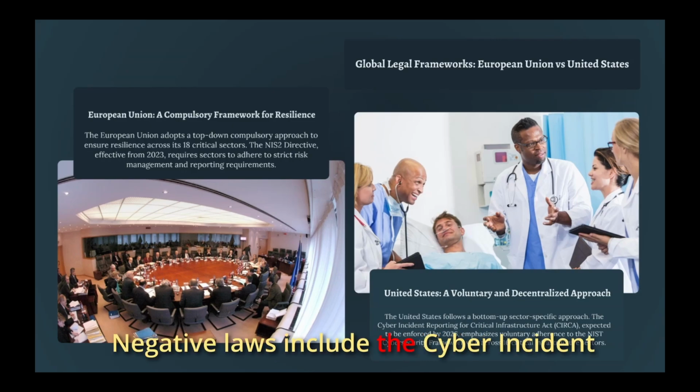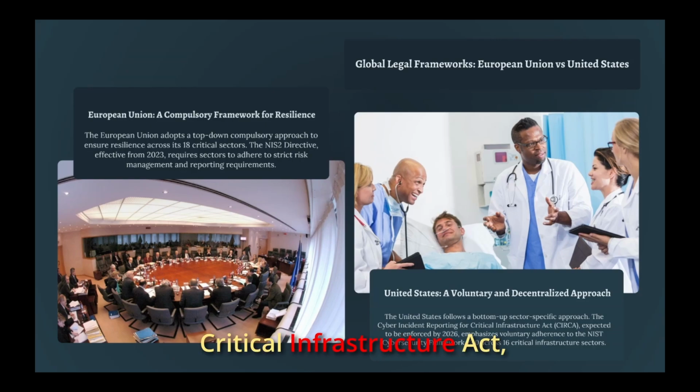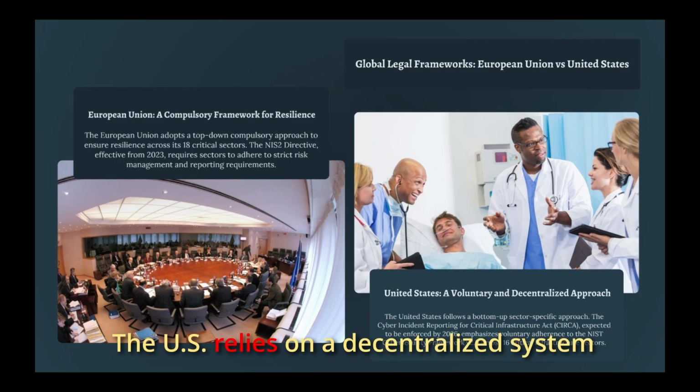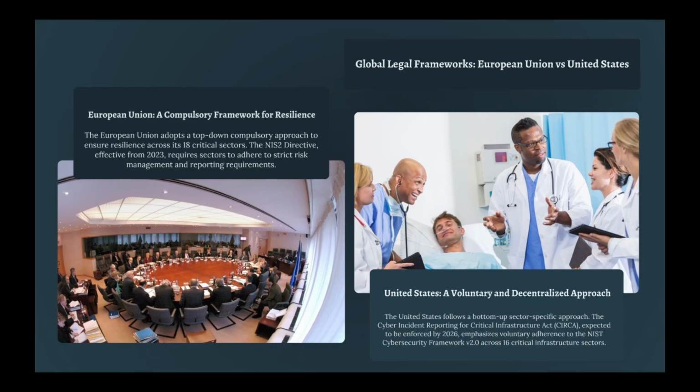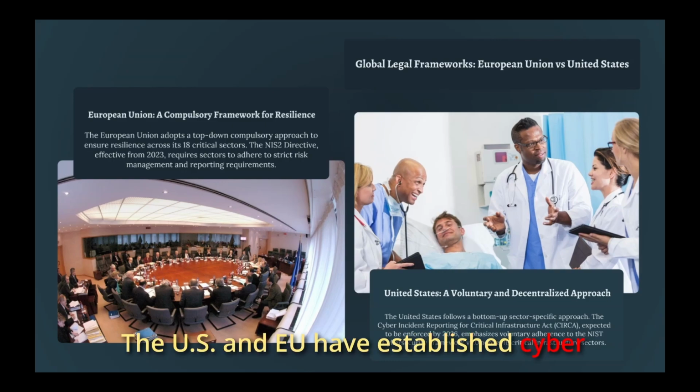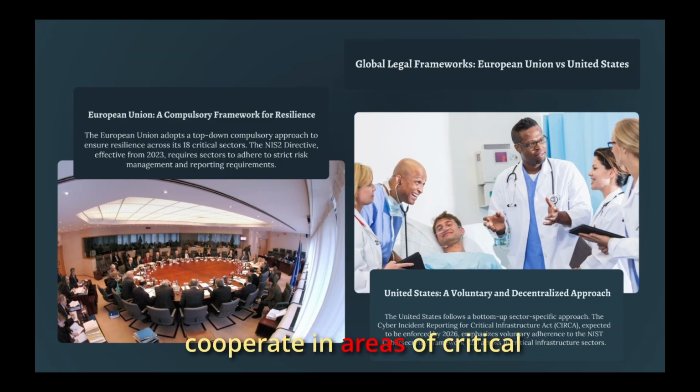Supporting laws include the Cyber Incident Reporting for Critical Infrastructure Act, or CIRCIA, expected to be enforced by next year, which emphasizes voluntary adherence to the NIST framework across 16 critical infrastructure sectors. The U.S. relies on a decentralized system and financial incentives for compliance. The U.S. and EU have established cyber dialogue and agreed to cooperate in areas of critical infrastructure. Since 2021, both countries have been collaborating via the Trade and Technology Council, which was established at the US-EU summit in Brussels that year.